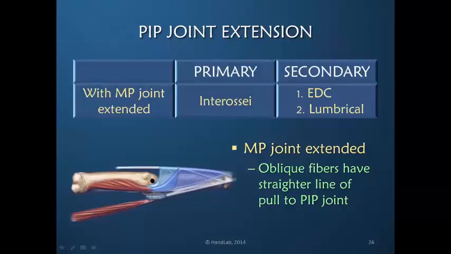Therefore, I would say that with the MP joint extended, the primary muscle is most likely the interosseous, and the secondary forces for PIP joint extension would be the extensor digitorum communis and the lumbrical. This is with the metacarpophalangeal joint extended.